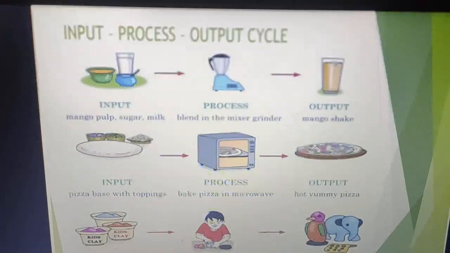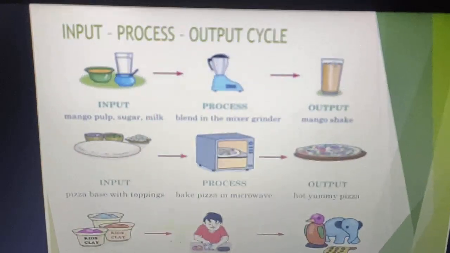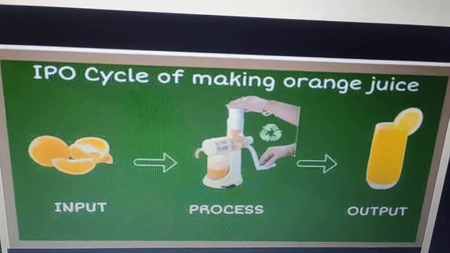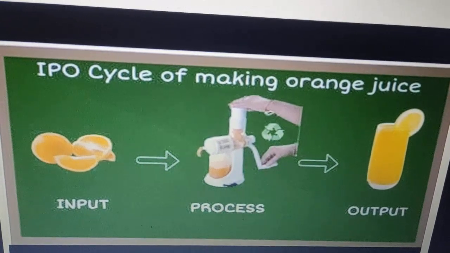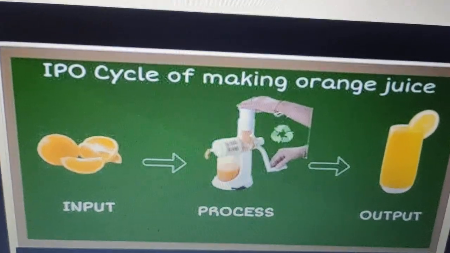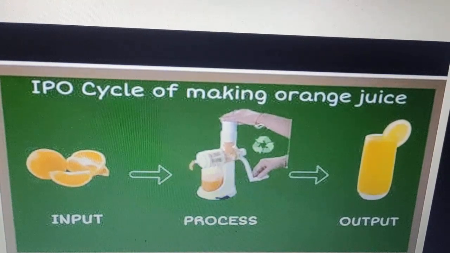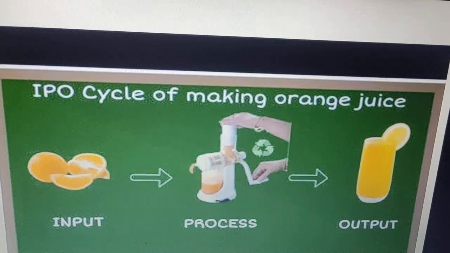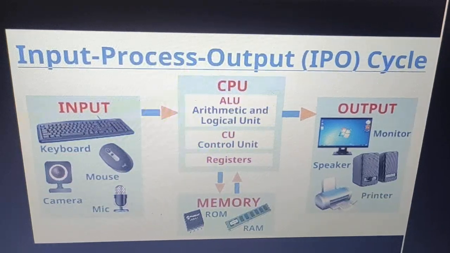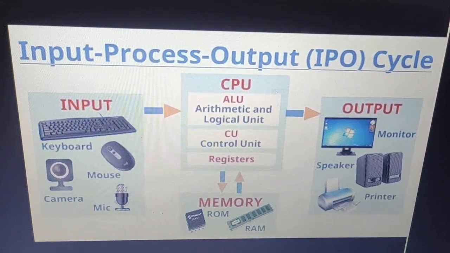Let us relate this with the computer system. In the computer, how does it work? Here we have one more example of the IPO cycle, making orange juice. So here what is the input? The cut pieces of mangoes or oranges, then with the help of this juicer it will process, and then in the ready form as output we will get the orange or mango juice. So now I hope you have all understood how input, process, output works in real life.